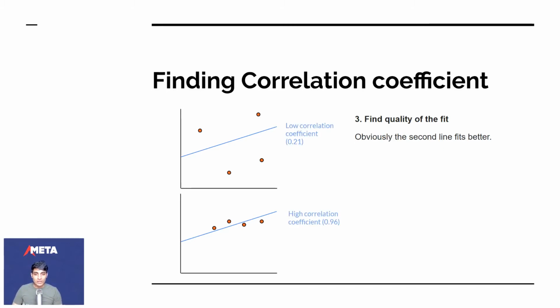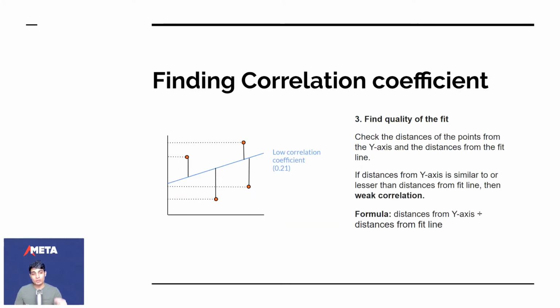So you can see the first one has a low correlation coefficient of 0.21, and the second one, where the data fits more snugly along the line, has a higher correlation coefficient, which is 0.96. Obviously, the second line fits better. So this is called finding the quality of the fit.